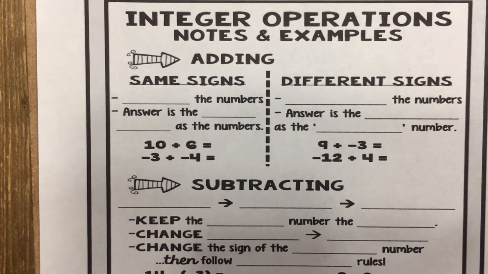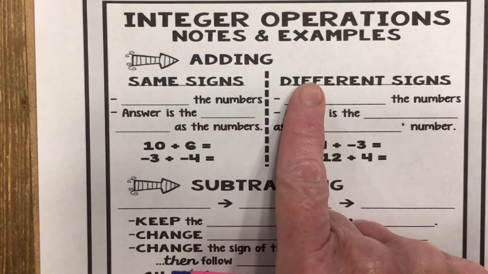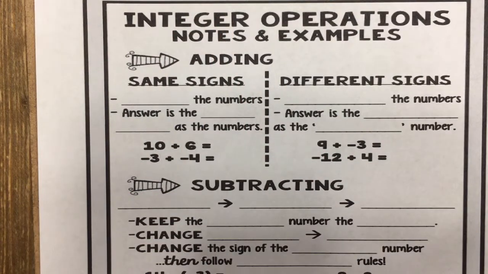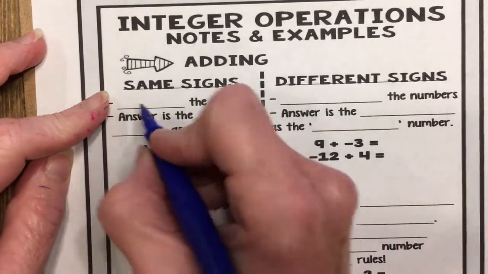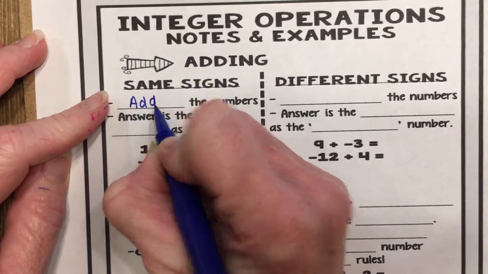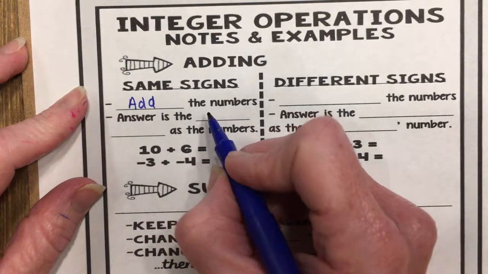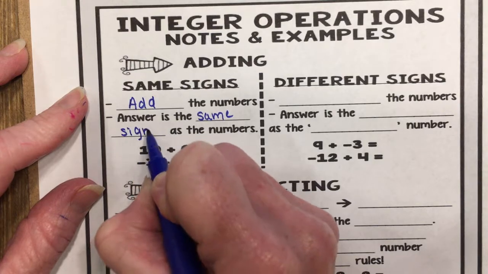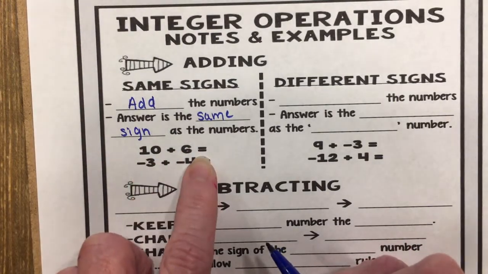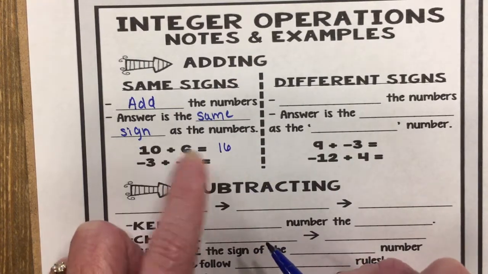All right, so when you're adding, there are 2 things you need to look for. Do the numbers you're adding have the same signs or different signs? Remember, the integers are really just positive and negative whole numbers. If they are both negative or both positive, that means they have the same signs, then you're going to add the numbers together. And the answer after you add the numbers together is going to be the same sign as whatever the numbers started as. So for example, these numbers are both positive, so we're going to add them. 10 plus 6 is 16, and then your answer is going to stay positive because these were both positive.